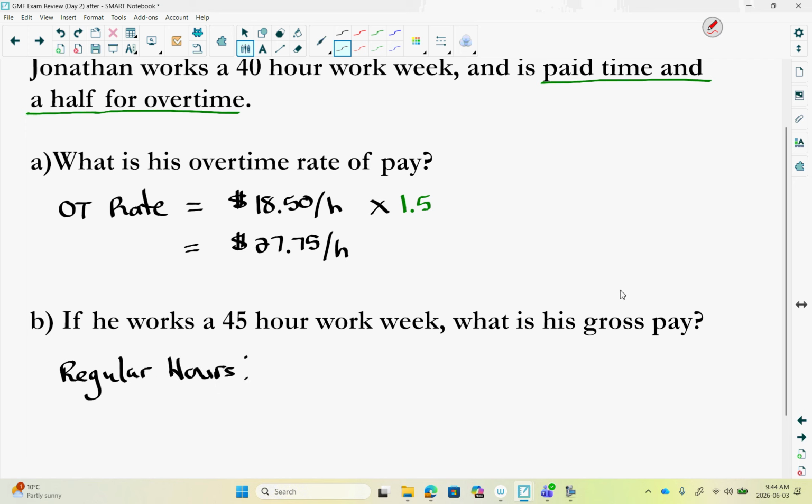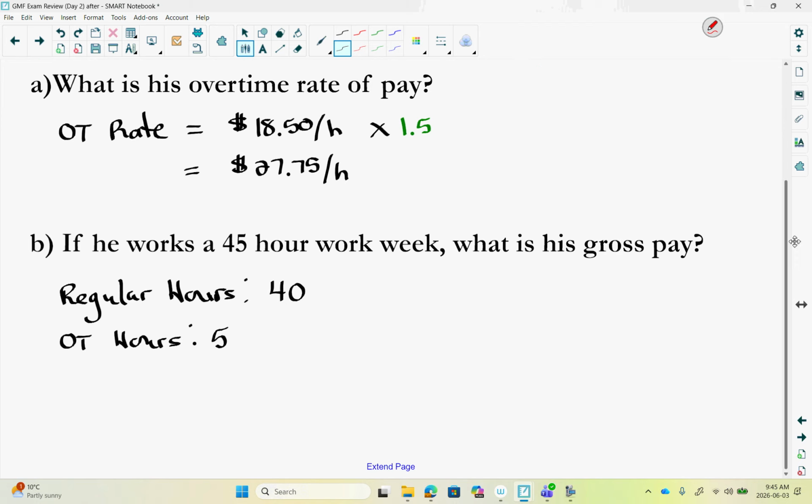What's considered regular hours? The first what? 40. If he works 45 in total, how many overtime hours does he work? 5. So I actually have to calculate 2 types of pay and then add them together to get his gross pay. I'm going to find his regular pay using his regular hours worked and his regular wage. And I'm going to find his overtime pay, which would be the number of overtime hours worked multiplied by his overtime rate, the answer I got in part A.